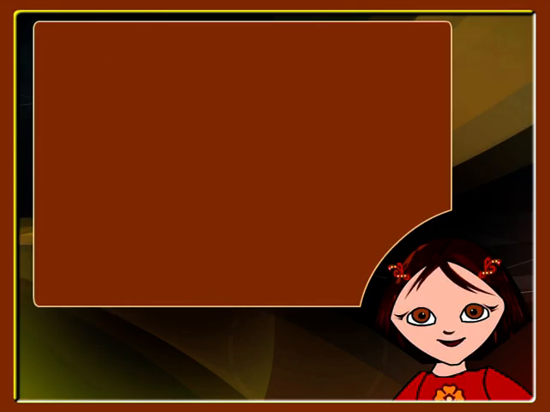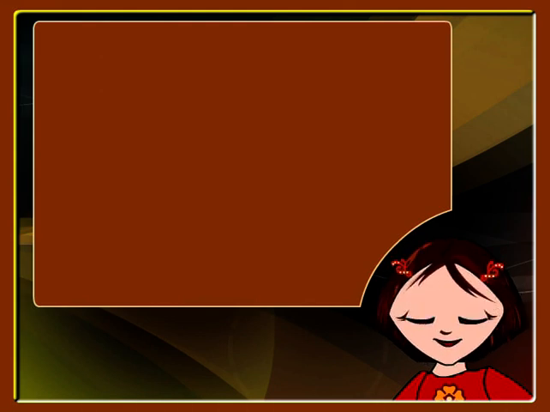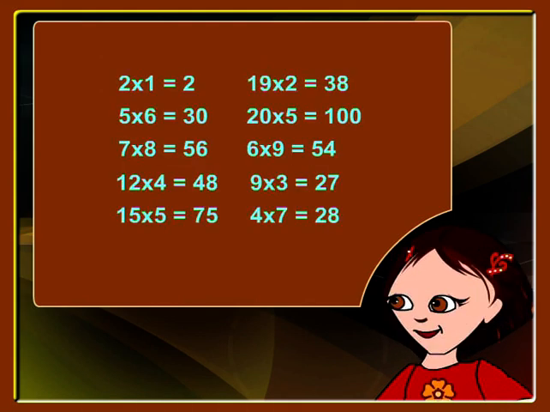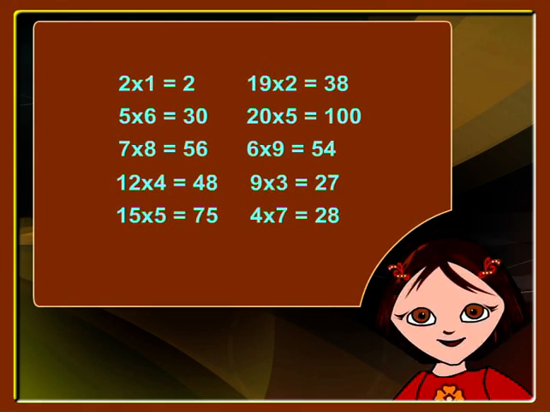Let me give you a quick tip. It is a good idea to memorize the multiplication tables of all numbers starting from 2 till 20. You will find it very easy to solve problems on multiples.